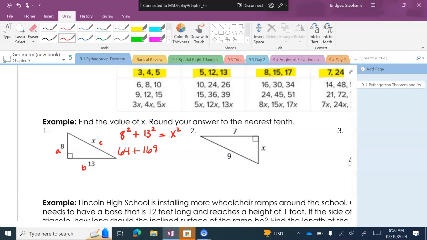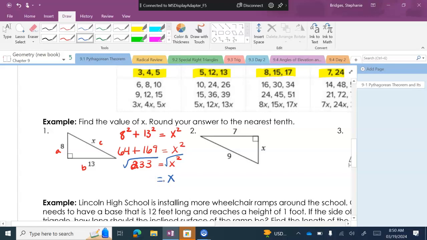And then if we add 64 and 169 together, what did you say that was? 233? 233, not 330. And then if I have 233 is equal to x squared, how do I figure out what x is? I take the square root, okay? On the calculator, here's what we need to do. I'm going to take the square root of both sides. We're going to round it to 1 decimal place.